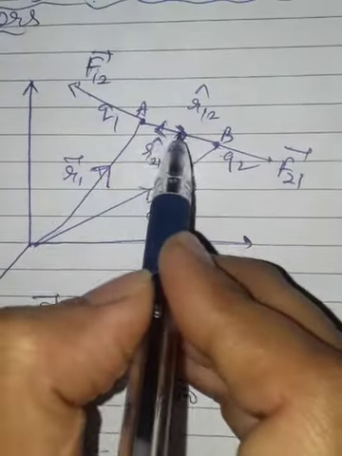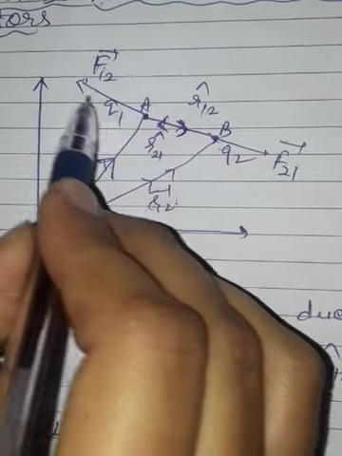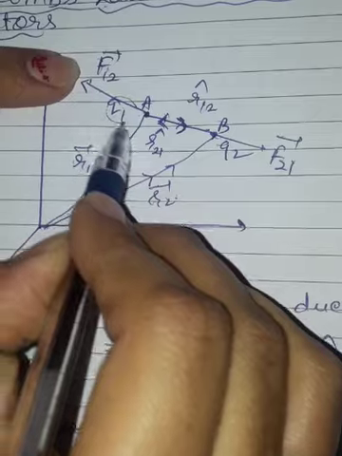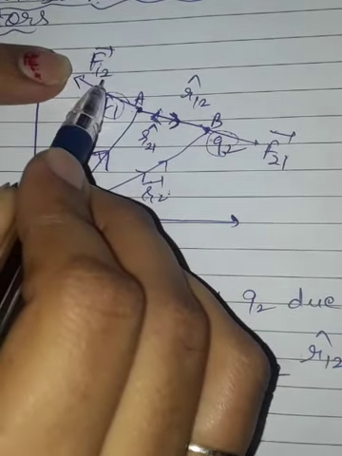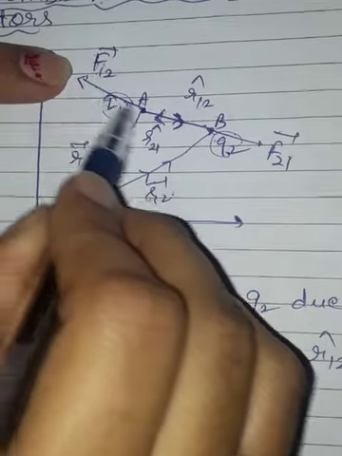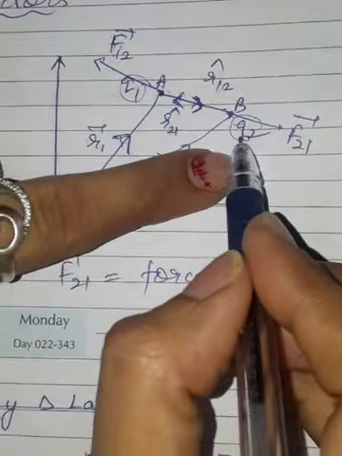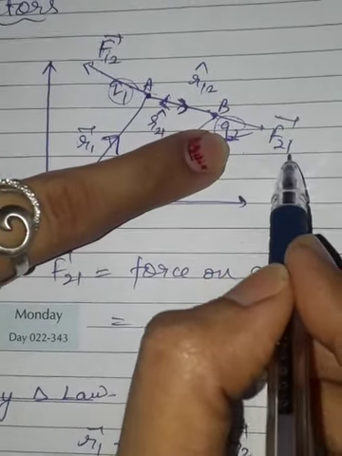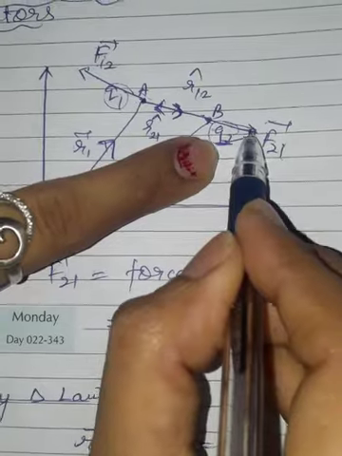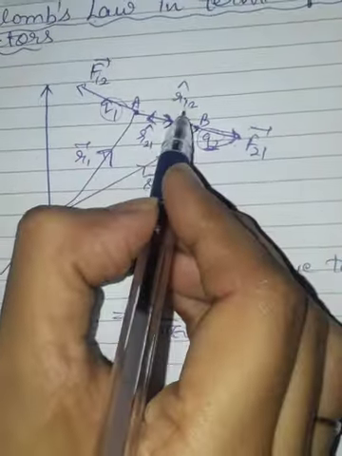Now, as they are separated by some distance, the force on Q1 due to Q2 will act along this line, that is, force F12 vector will act along this line. Similarly, force on Q2 due to Q1, that is F21, will act along this line. What is R12 cap and R21 cap?